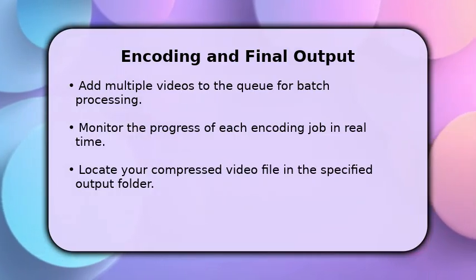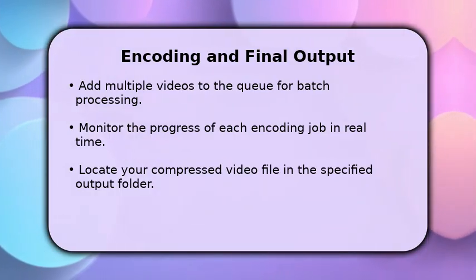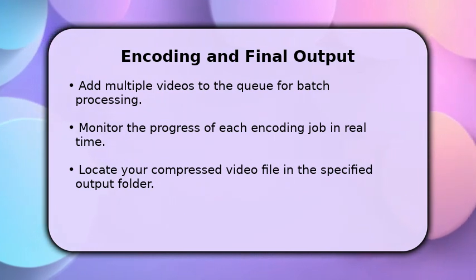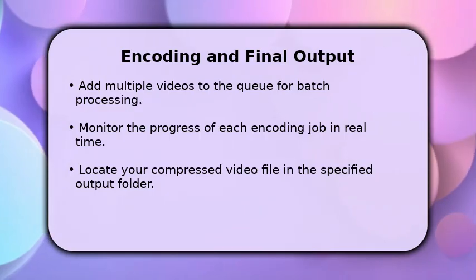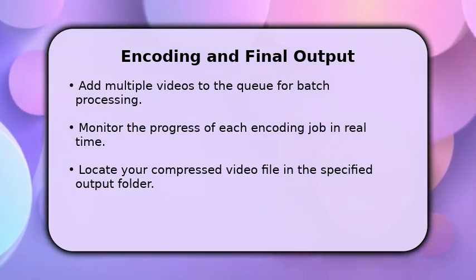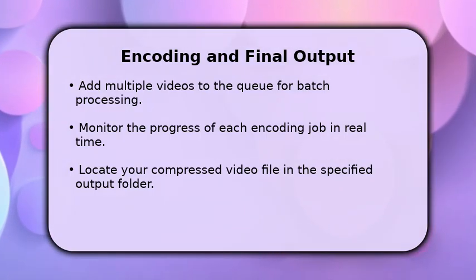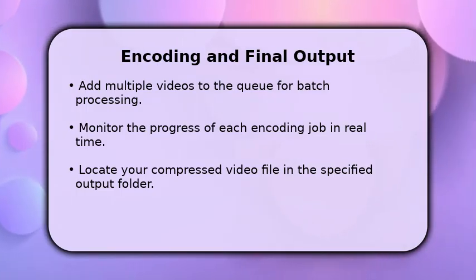You can add several videos to the queue for efficient batch processing. Simply click the green Start Queue button, and Media Encoder will begin working through your list. You can monitor the progress of each job, seeing the estimated time remaining. Once complete, your newly compressed video file will be saved in the output folder you specified, ready for sharing or uploading.